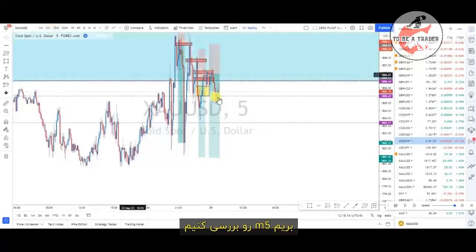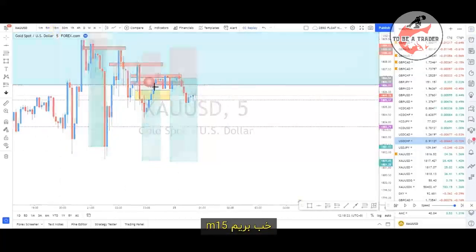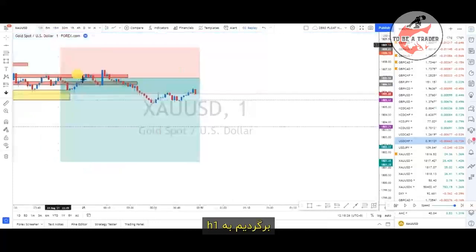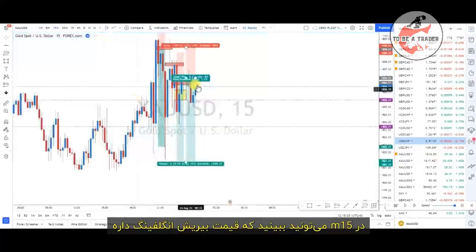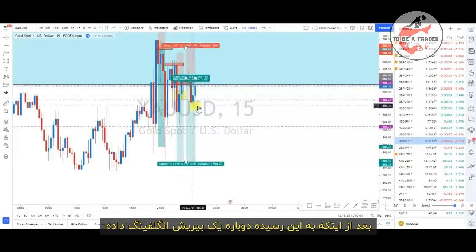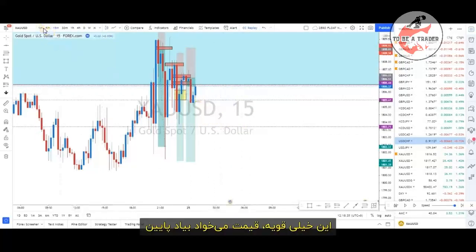Let's check in the M5. Okay, M15. The price is trying to react from here. So let's go back to the H1. Oh, on M15 you can see that the price has made another bearish engulfing. After the price touched this bearish engulfing, it made another bearish engulfing. So very clearly this indicates that the price is going to go down. Okay, guys, strong one. Price is going to go down.